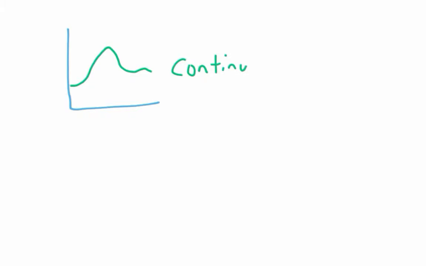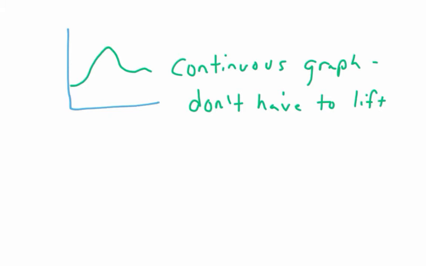Two other types of graph they're going to look at would be one like this here. If you could draw the graph without lifting up your pencil, they refer to that as a continuous graph. You could write the definition if you want to. It's not really a proper definition, but you could say you don't have to lift your pencil.